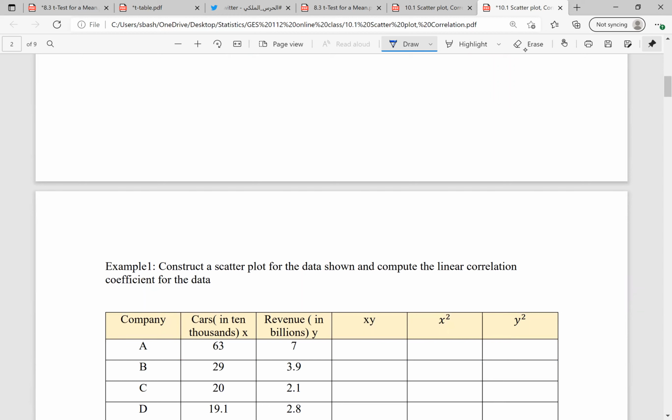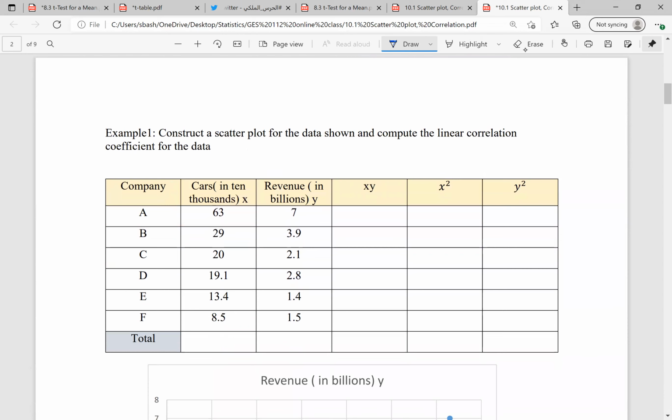Let's have one example to find the correlation coefficient for some data. In this example, we construct a scatter plot for the data shown and compute the linear correlation coefficient for the data. We have two requirements.